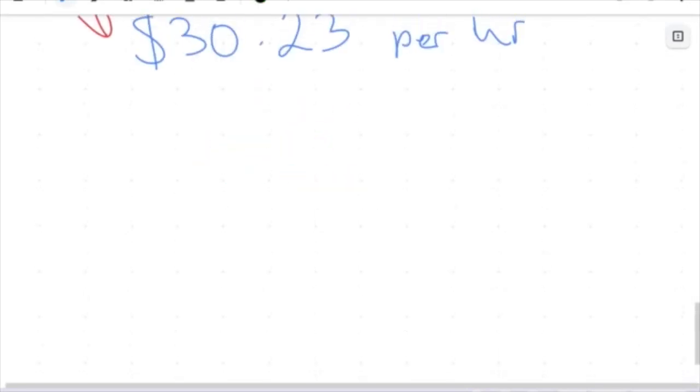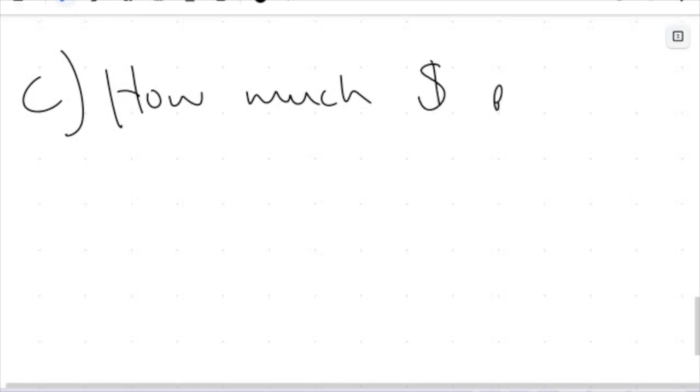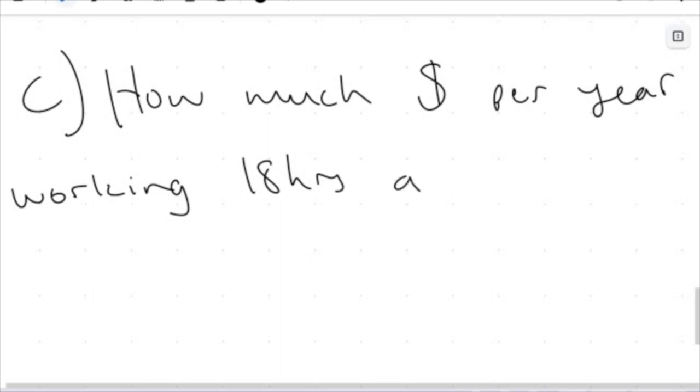So let's say you wanted to take a closer look at this second job. Maybe you don't want to work a full-time job, you want to work this casual job, and you just want to figure out how much money you would make. So how much money per year working 18 hours a week in job 2?